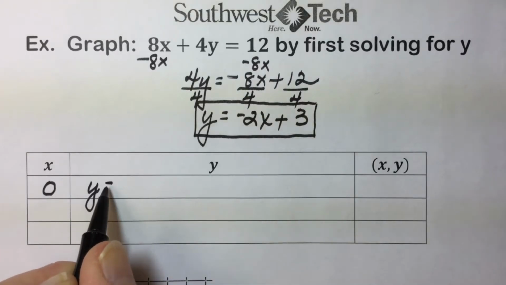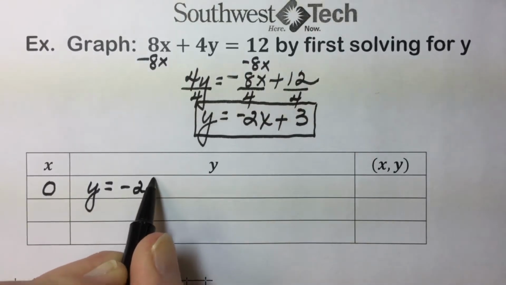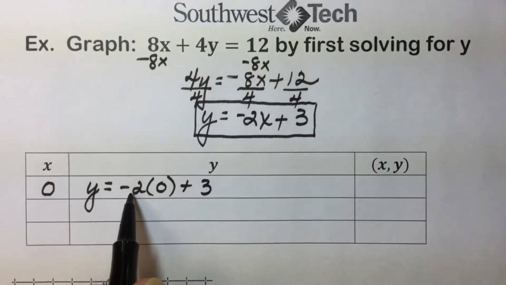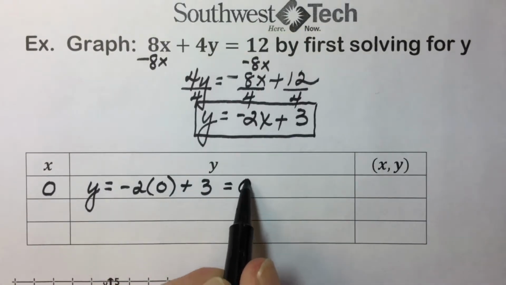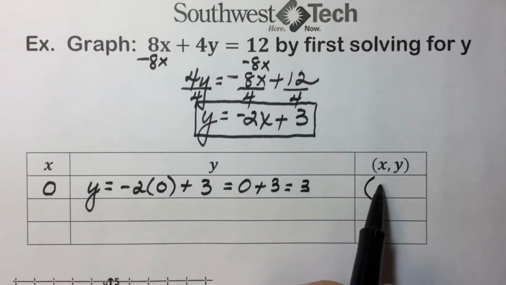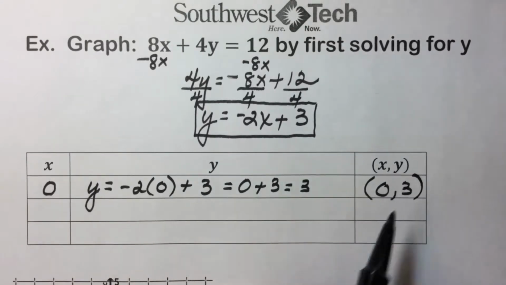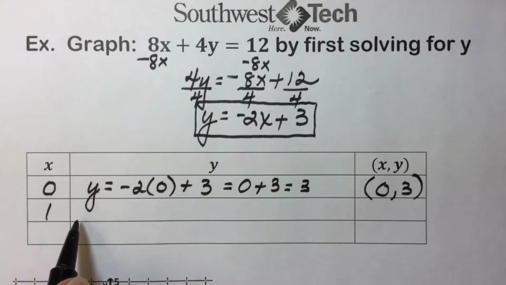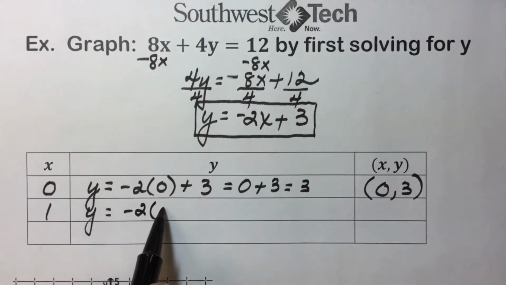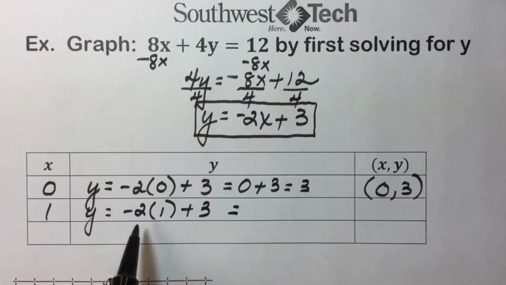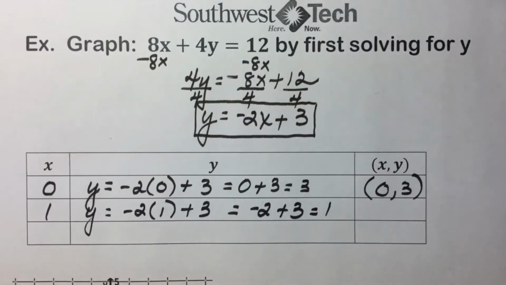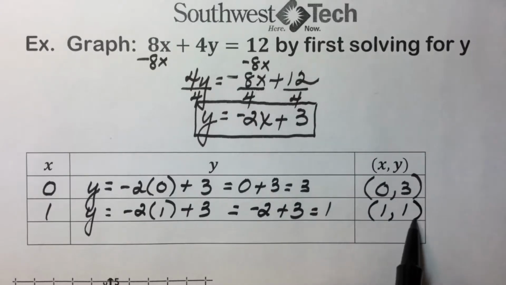The y that corresponds with that will be found by replacing x with the value we've chosen, and simplifying, we get a 0. When we multiply, plus 3 results in 3. So we have the point 0, 3, or the ordered pair. Let x equal 1. Replacing 1 for x and simplifying the multiplication first, negative 2 plus 3 results in 1. So we have the ordered pair 1, 1.